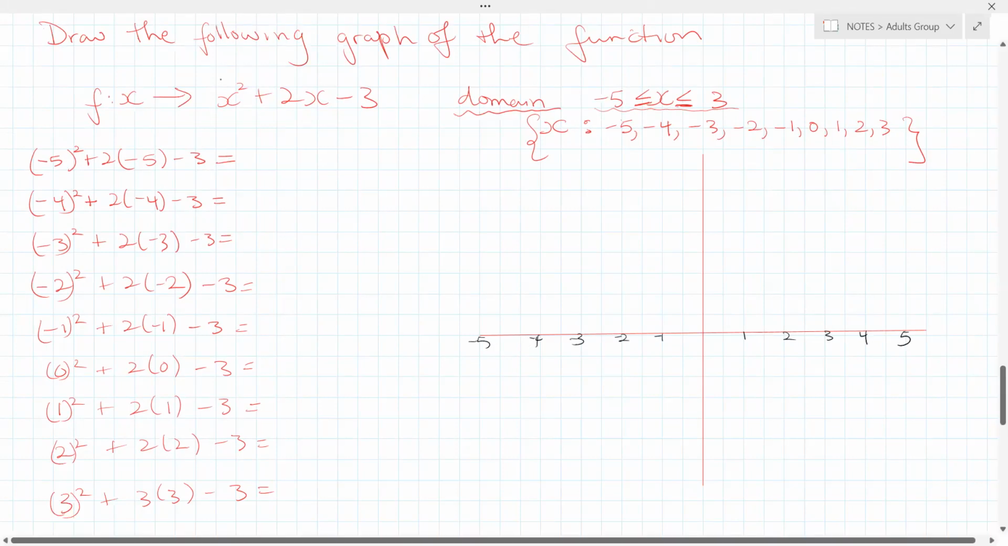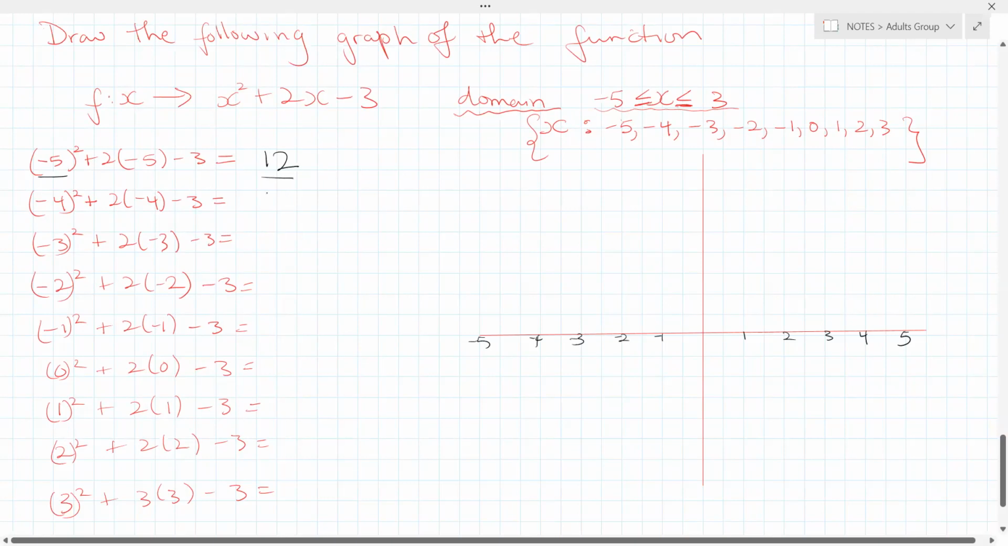What's the answer for the first one? What's the answer? You can't tell me that I wrote all of this, set up a graph, and you all still haven't worked out the answers for the first few. 12. So my ordered pair is -5 and 12.